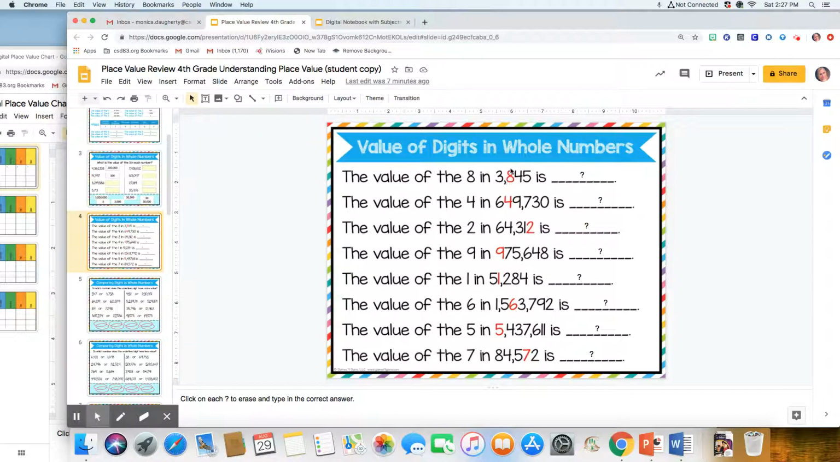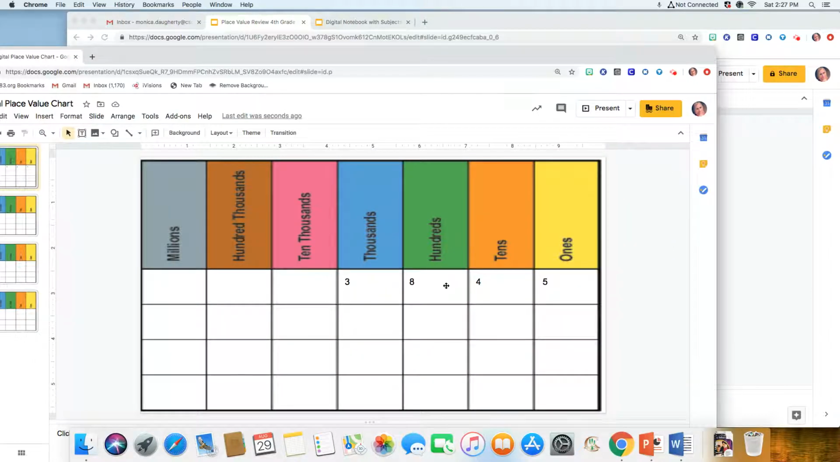Now it is asking for the value of the 8 in this, and they have it in red here. So they want to know, what is this number? What is the 8? I'm going to go back to my place value chart, and all I'm going to do is look up at the hundreds. So I know that the 8 is in the hundreds.